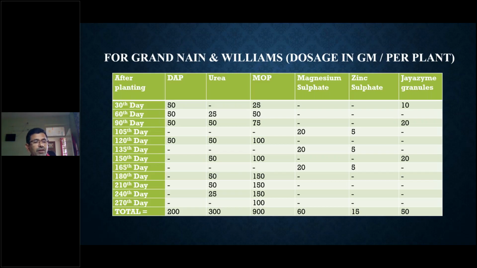So we have a lot of varieties in our country. Among them, a few popular varieties are very familiar in South India as well as in North India. I have given the fertilizer application schedule for these. For Grand Naine and Williams, mainly nitrogen, phosphorus, and potash are required. And in micronutrients, magnesium and zinc are very much required for the Grand Naine and Williams varieties.